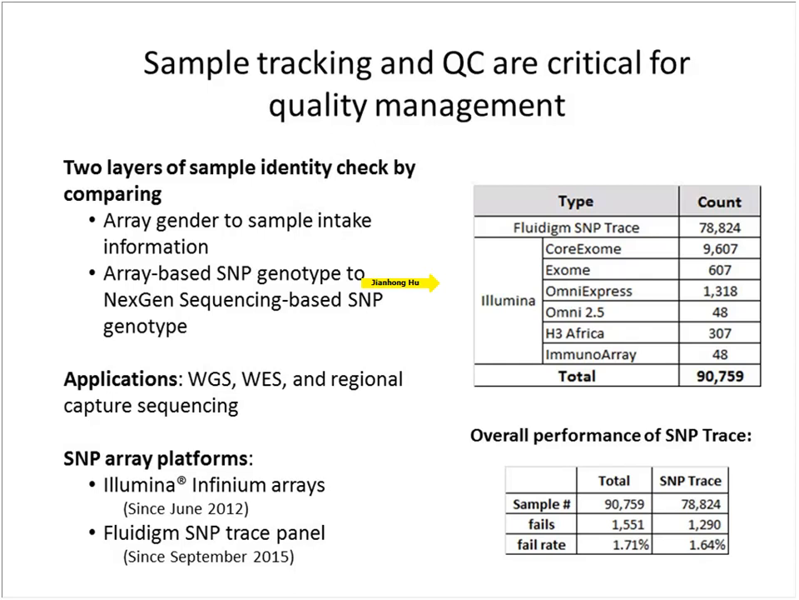So on the right side, this table shows the sample counts we have performed so far by using different platforms and chips, and altogether we have more than 90,000 samples. Overall, the performance for the SNP Trace is quite stable and reliable. The fail rate is less than 2%.